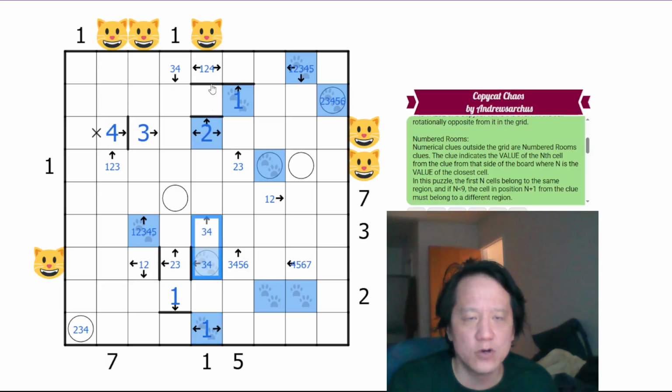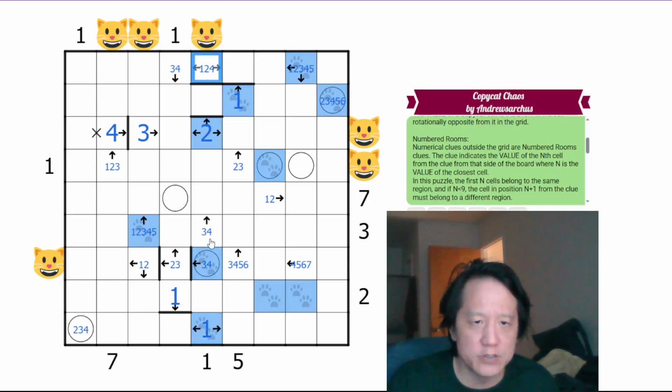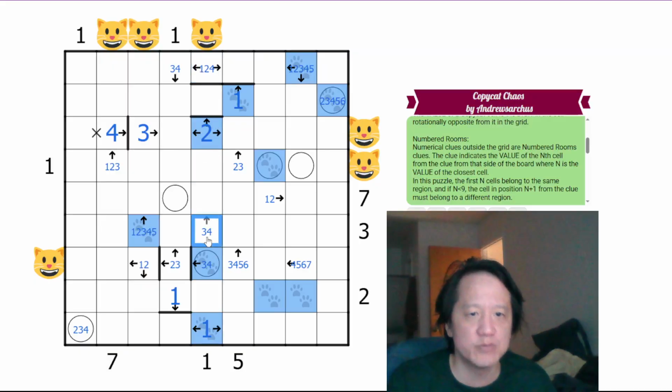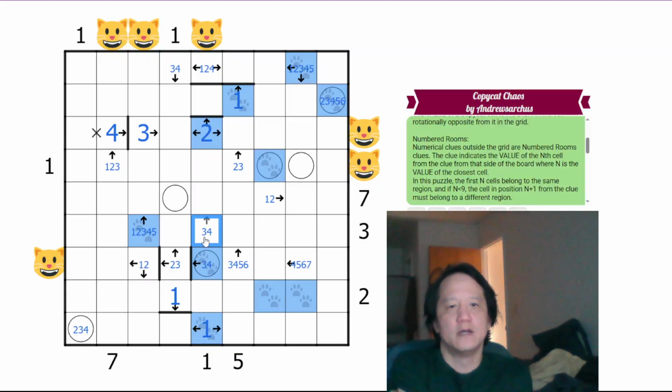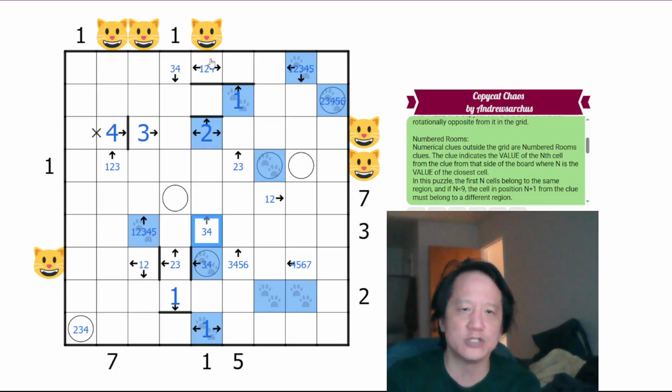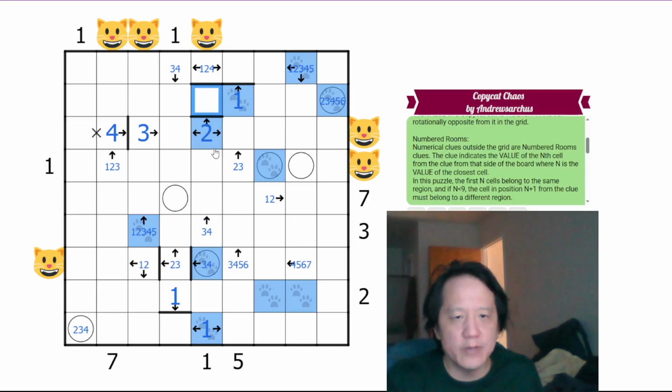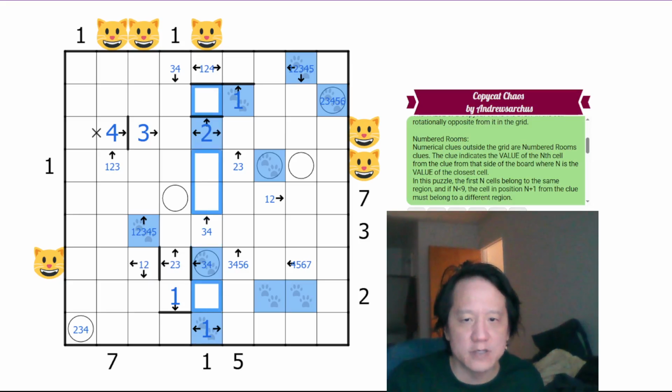1, 3, 4. But one of these 3 has to be the copycat cell. Because if we don't have a copycat cell in either of these places, we're going to have overlap in digits. So, one of these 2 is a copycat. That means none of these are copycat cells.